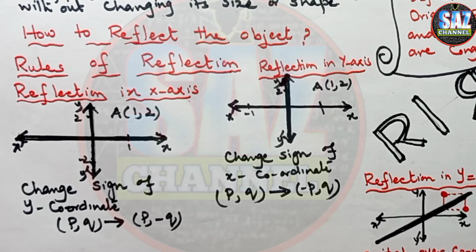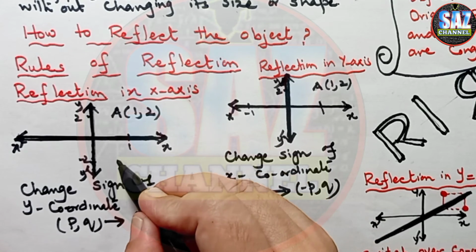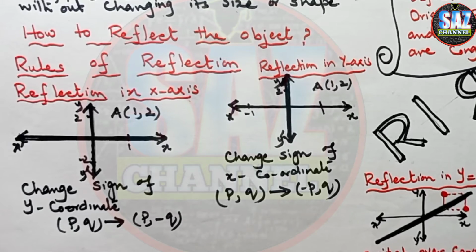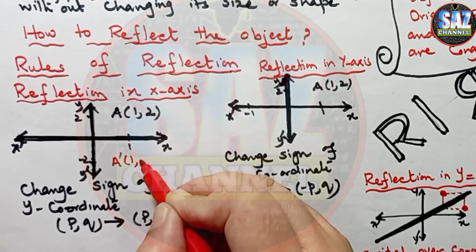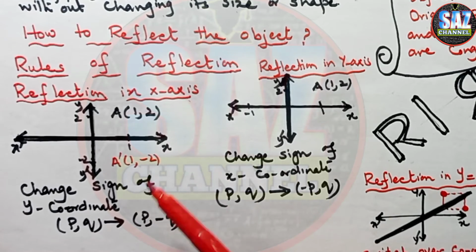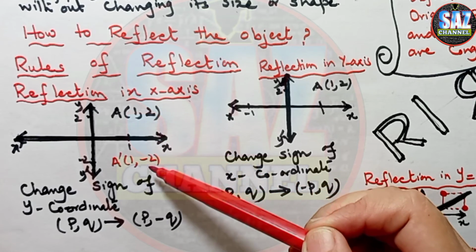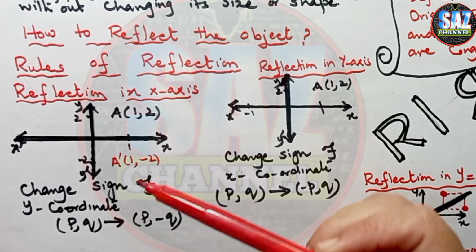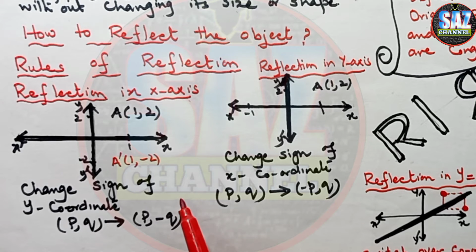So the image of this object A in the x-axis will be A dash, 1 and minus 2. So what is happening in this case is that my x coordinate remains fixed, but the change is coming in the y coordinate. So we can make a rule that for reflection in the x-axis, change the sign of the y coordinate, that is, if the object is (p, q), under reflection in the x-axis, its image will be (p, minus q).